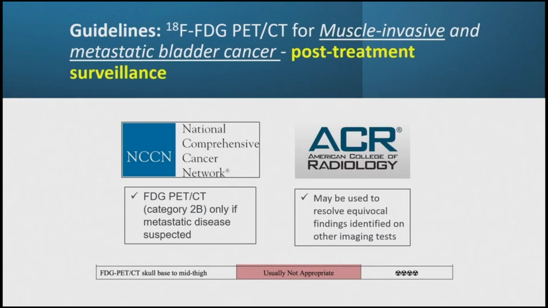So what do we do with patients post-treatment? Well, again, guidelines are fairly gray in that. The National Comprehensive Cancer Network says only if metastatic disease is suspected can you get one of these. The American College of Radiology says it may be used to resolve equivocal findings identified on other imaging tests. So again, probably not a first-line imaging modality in the post-treatment space. And then the appropriate use criteria says typically this is not an appropriate use for this imaging modality.